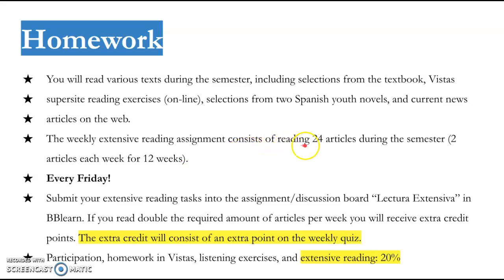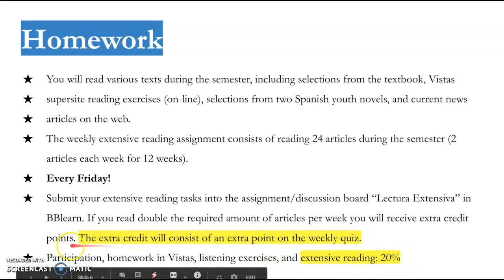But basically, we're going to do 24 articles during the semester, right? So 2 articles per week. And those are going to be turned in every Friday. And we're going to turn them into BeavyLearn in the tab called Lectura Extensiva, right? You can earn extra credit on these ones. You can do double the articles, right? So instead of 2 articles in 1 week, you could do 4 and earn extra credit. And this is going to be part of that participation, homework, listening exercises, and extensive reading part of 20% of your grade.